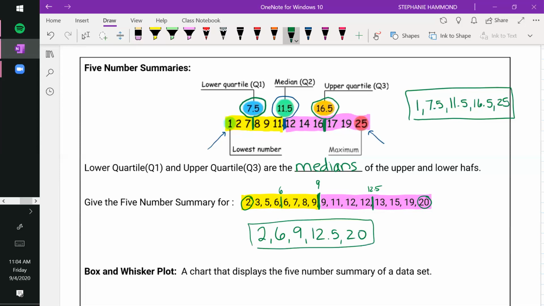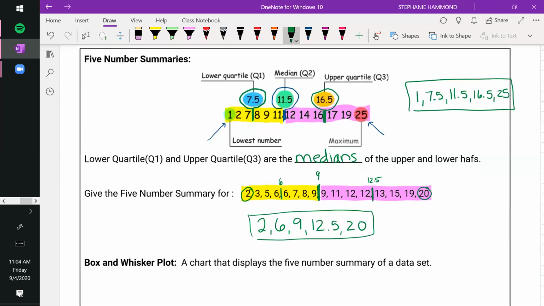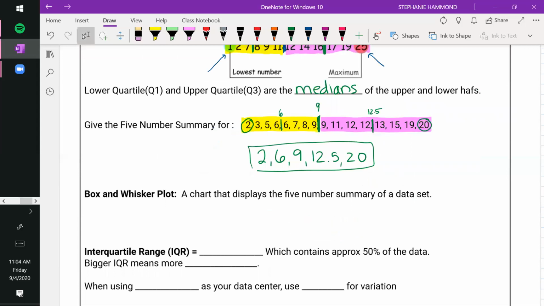Once I have my 5-number summary, I can use that 5-number summary to create a box and whisker plot. The first step to creating a box and whisker plot is to draw a number line underneath where you want your plot to be. On your number line, you need to have numbers labeled from at least your minimum to your maximum. So I need to make sure I at least have a 2 on here, and then it goes up and up to at least 20.